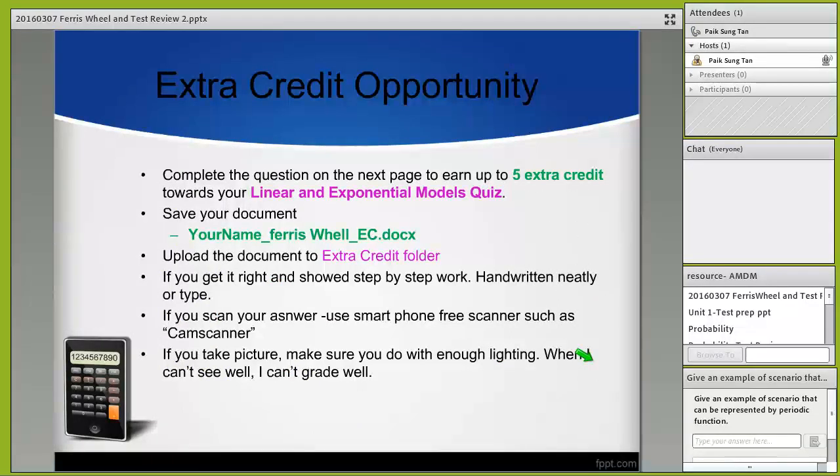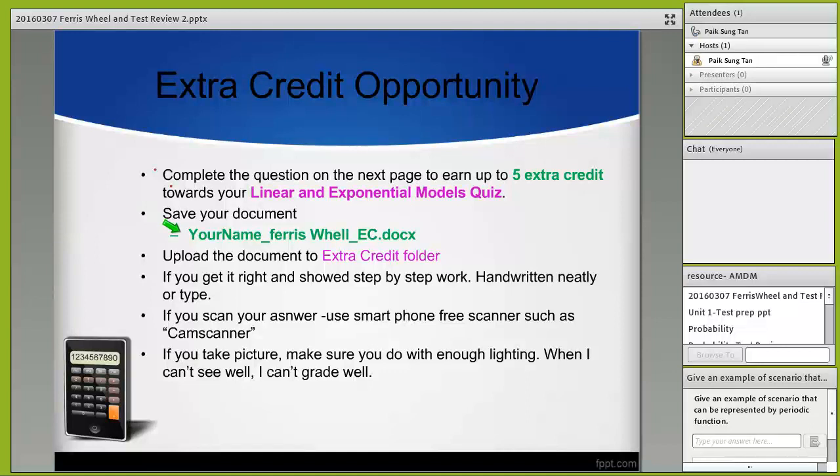Here's the extra credit opportunity for everybody who likes extra credit. This extra credit opportunity wants you to complete the questions on the next page to earn up to 5 extra credit points towards your linear and exponential model quiz. Your answer document has to be a Word document. You type your questions in there, and then you write your answer. Create a table. Make sure you type all the values correctly, and you must save it with your name.